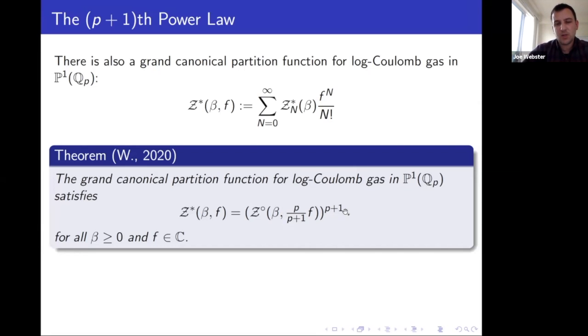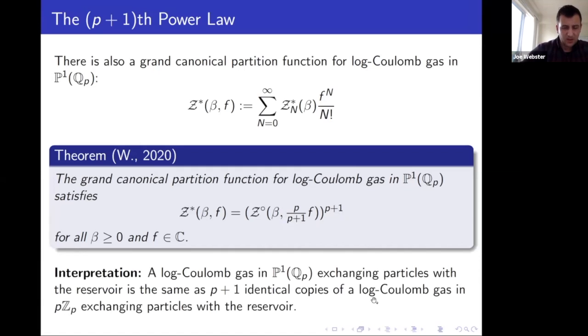And the intuition here is, again, that P1 of QP can be thought of as P+1 copies of p-ZP. This is because we have p-ZP, then we have P-1 copies that make up all the other cosets. And then we have another copy of p-ZP that is a neighborhood of infinity in the projective line. So that is where the p+1 comes from here. And it's kind of nice that it works out, again, just as simply.